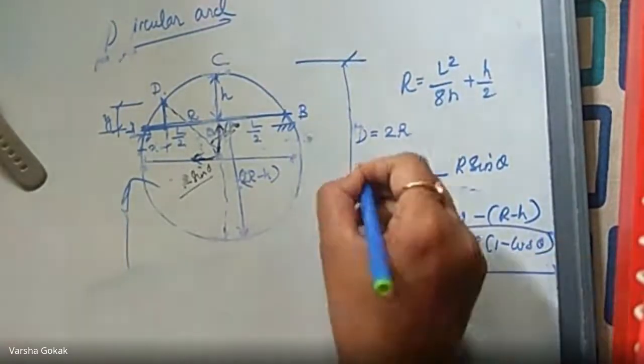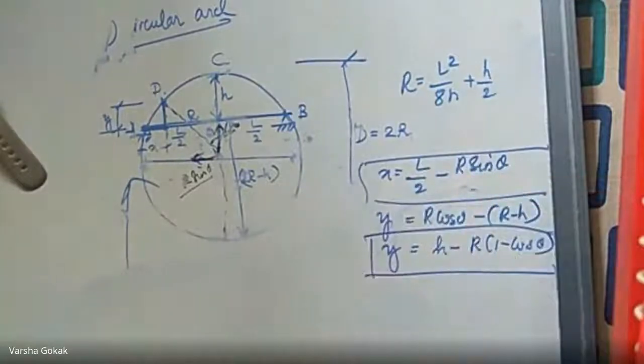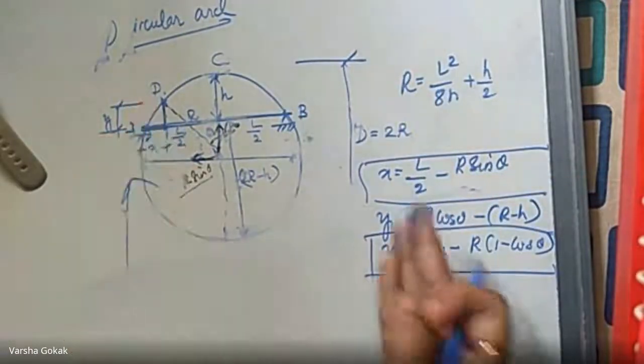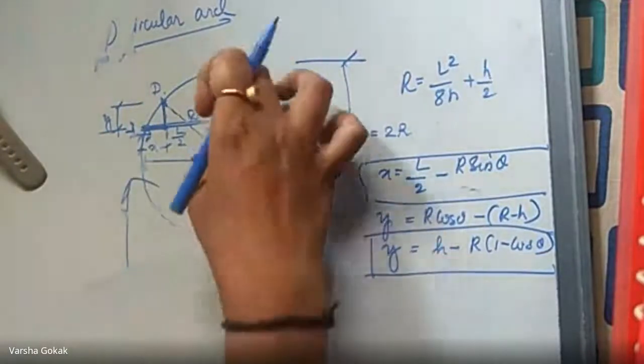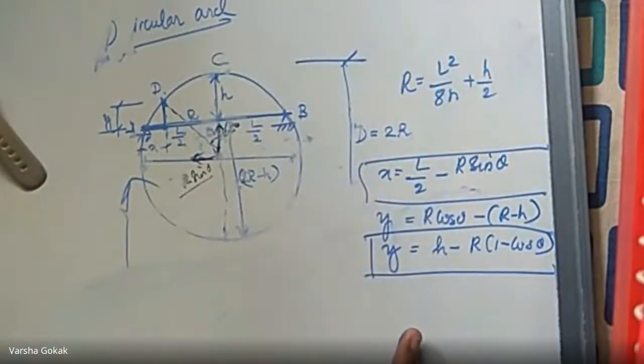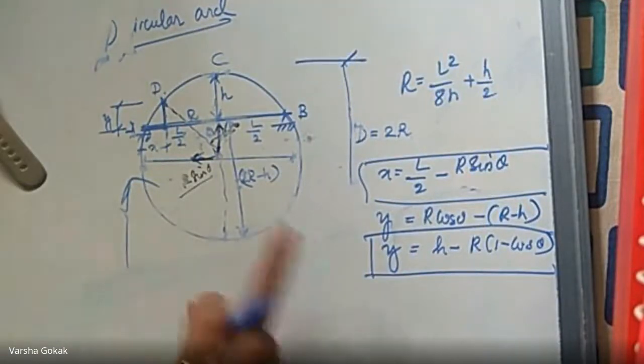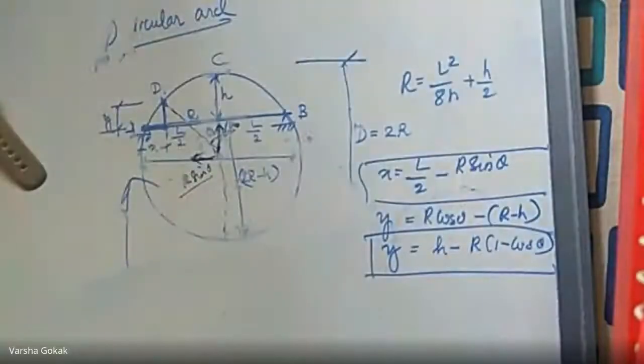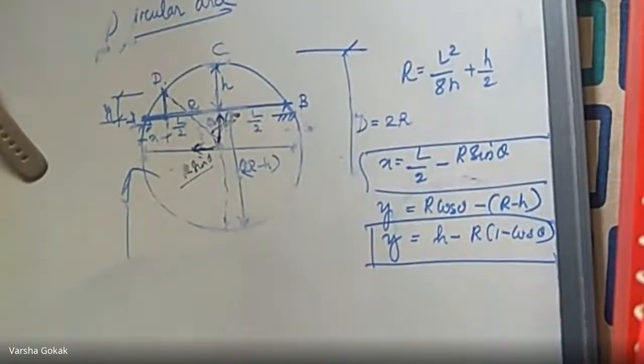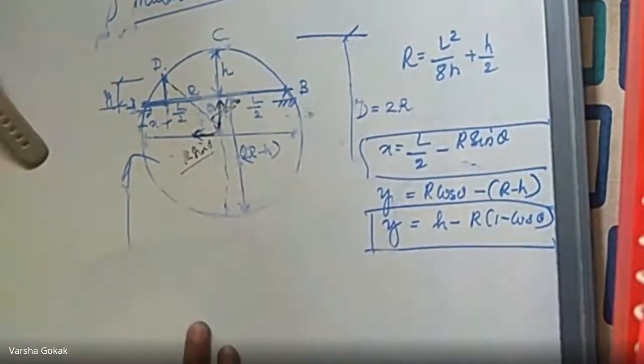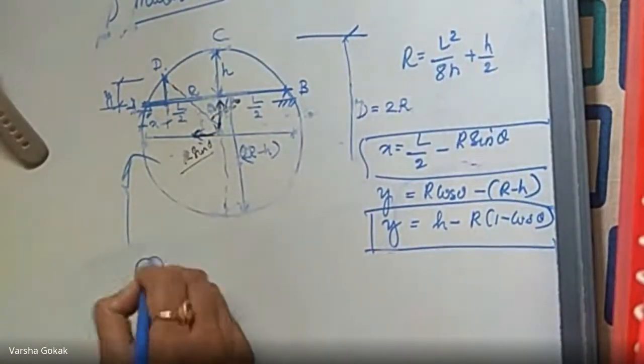You can directly remember these as your formula, or you can anytime draw this and write this is your sine and this is your cos. So from there you will get the coordinates X and Y in the case of a circular arch. Okay, we are dealing with the circular arch. Once this is done, then if I want to apply the same thing for a parabolic arch, say the second part will be parabolic.